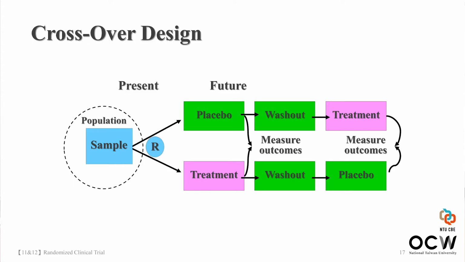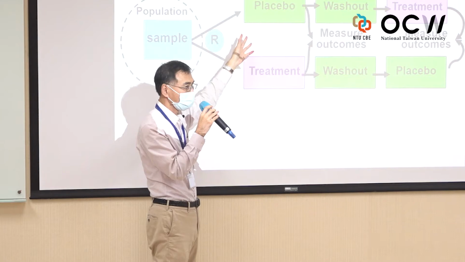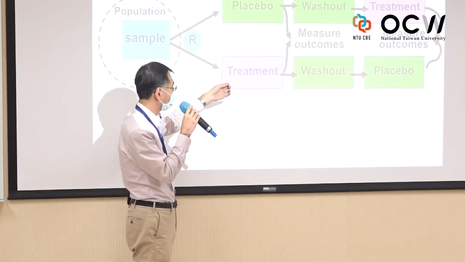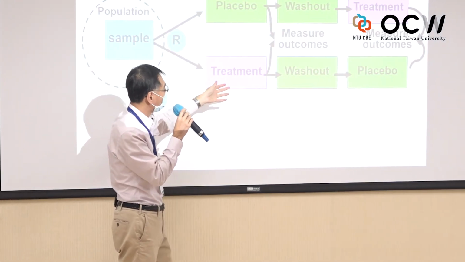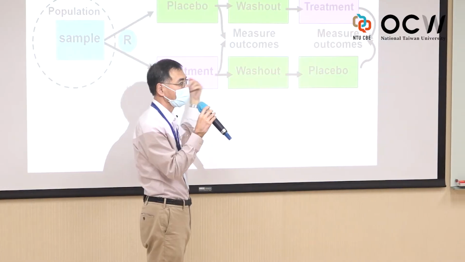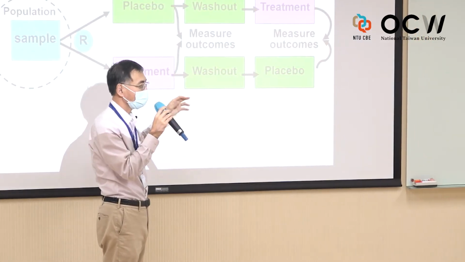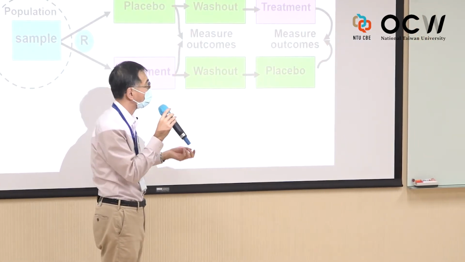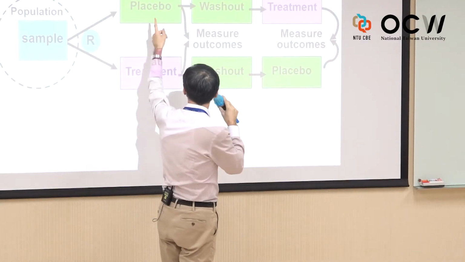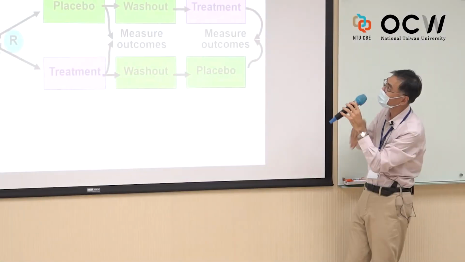So this is how we do it. From the same target population, we get a random sample and randomization, and then some of them will start with the placebo in the first stage, and the other group will be on treatment, right? And after a certain period of washout, because we know that the efficacy of the treatment will disappear or vanish in 2 weeks, for example, we just swap them. The placebo group becomes the treatment group, and the treatment group becomes the placebo group. So it's the so-called crossover design.